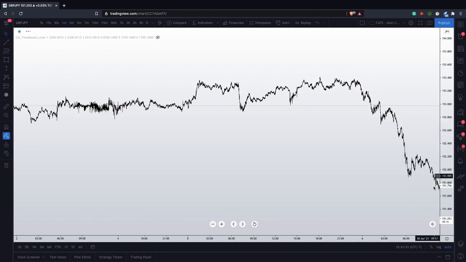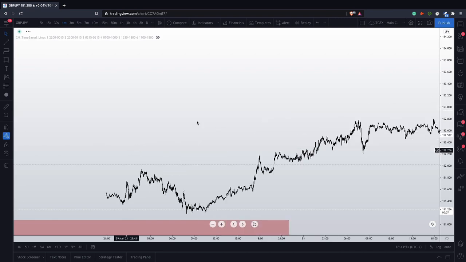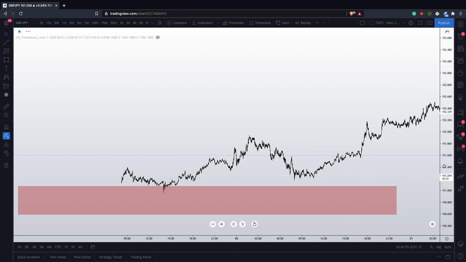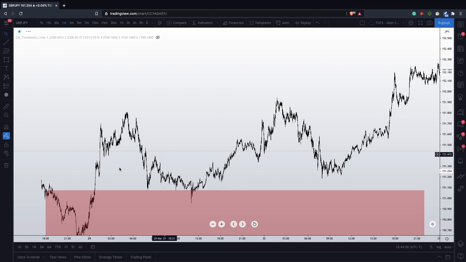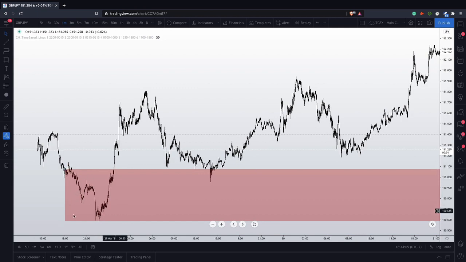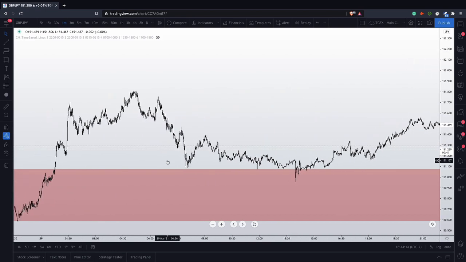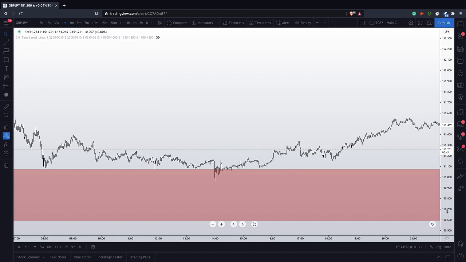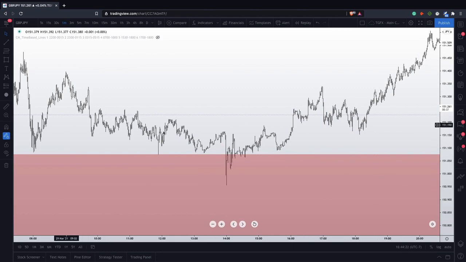All right, let's see where we're at. All right, cool, we're close. All right, so our zone was created off of this order block here. Okay, so price leaves, it comes back. And once again, all we're looking for is for price to tap our level and give us a trend line break.